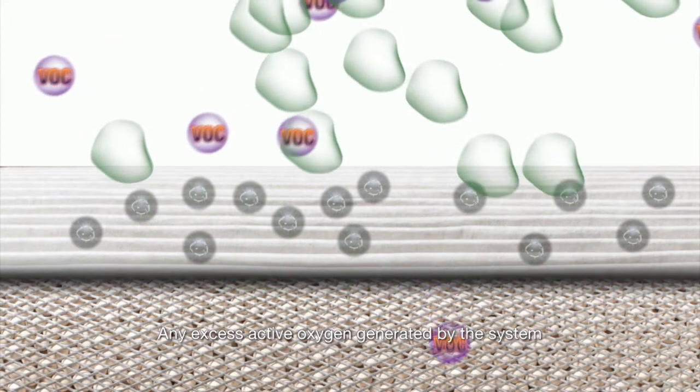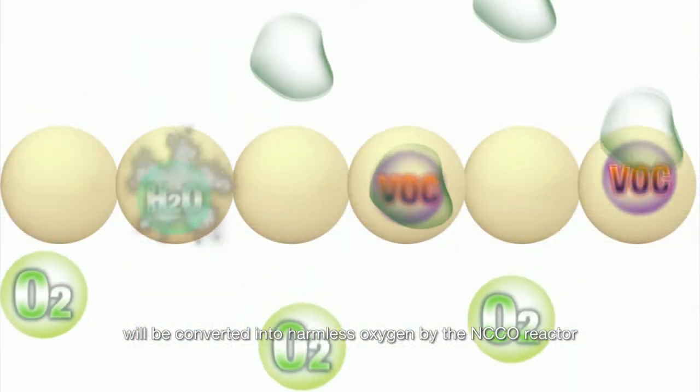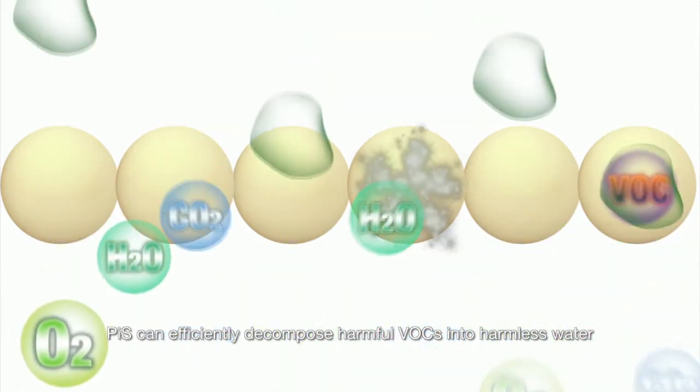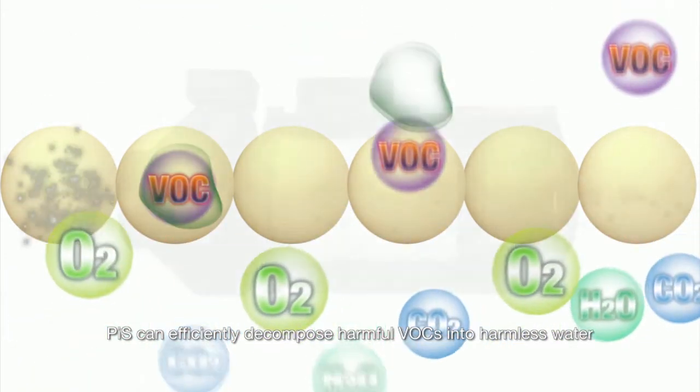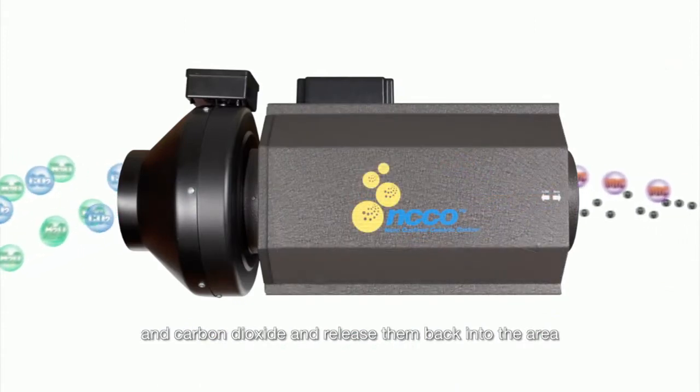Any excess active oxygen generated by the system will be converted into harmless oxygen by the NCCO reactor. PiS can efficiently decompose harmful VOCs into harmless water and carbon dioxide and release them back into the area.